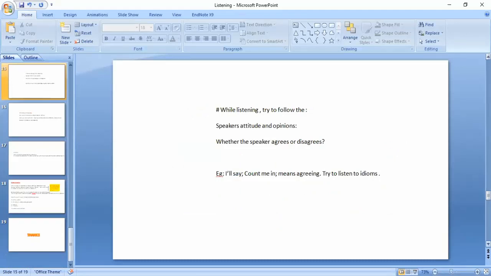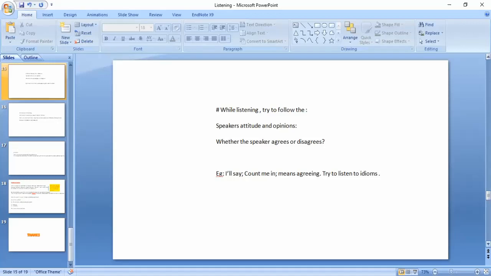So while listening, try to follow the speaker's attitudes and opinions, for example, whether the speaker agrees or disagrees. For example, listen to phrases like "I'll say" or "count me in," which mean agree. And try to listen to idioms, like "what a close call."